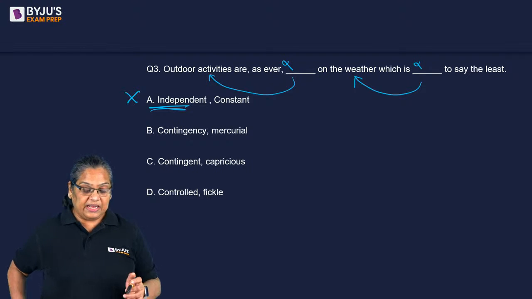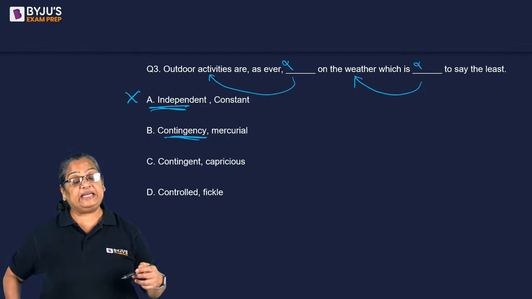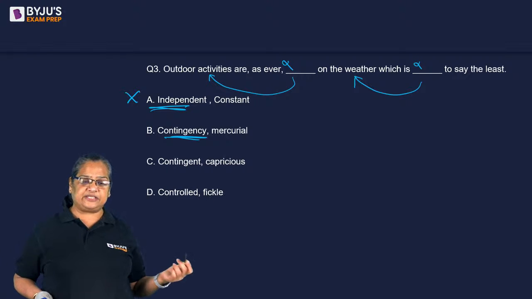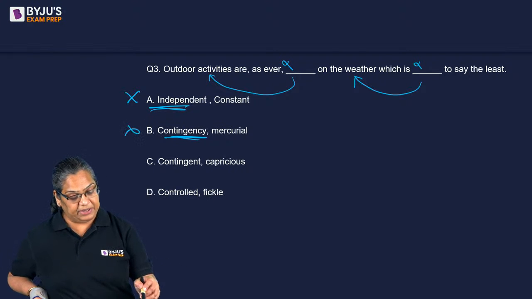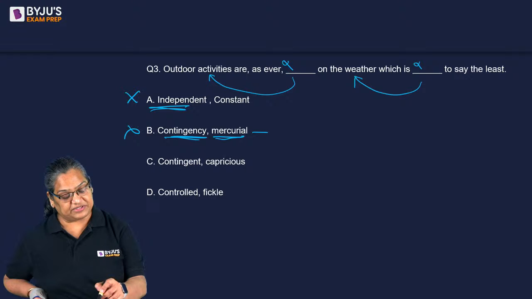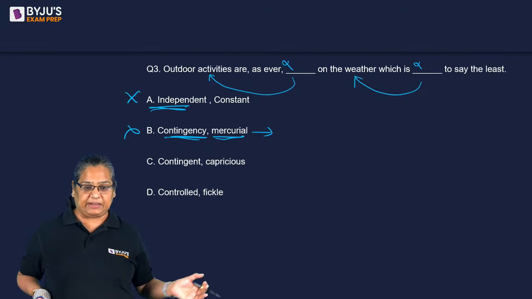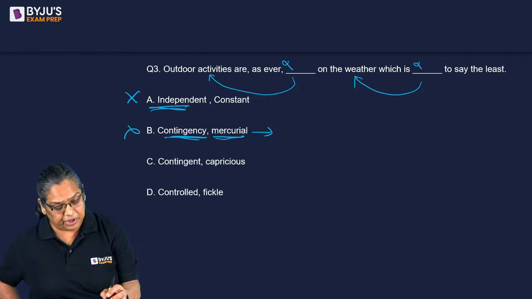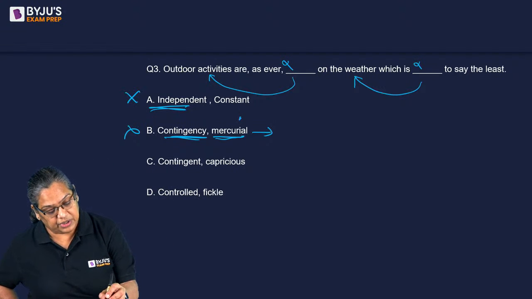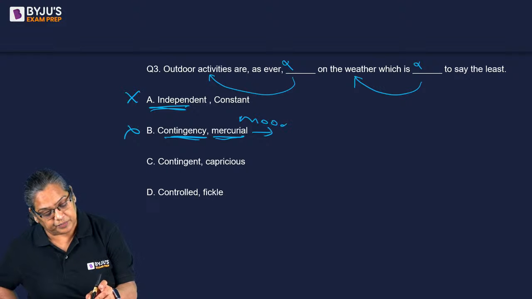ये तो नहीं होगा. Contingency means any emergency, any sudden situation that comes up. ये भी नहीं होगा. Mercurial will happen. If somebody is very moody, you call him mercurial. He has a mercurial temperament. He is very moody. Mercurial is somebody whose moods change.